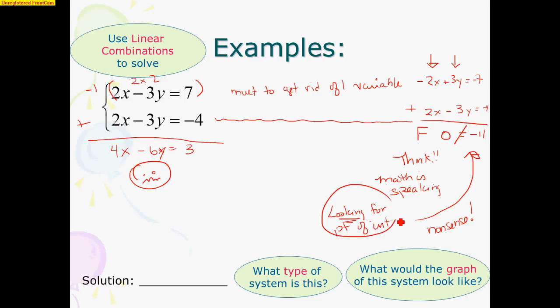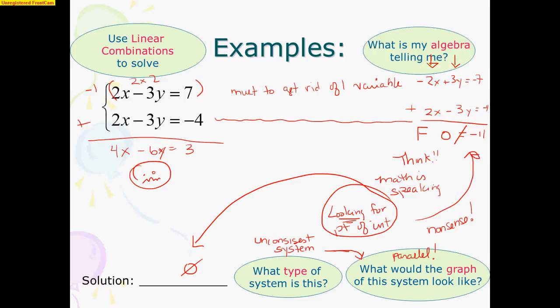What you were looking for does not exist. So what type of system is this? Inconsistent. I found no answer. Which means what kind of lines did I have? That's right. Parallel. What is my algebra telling me?